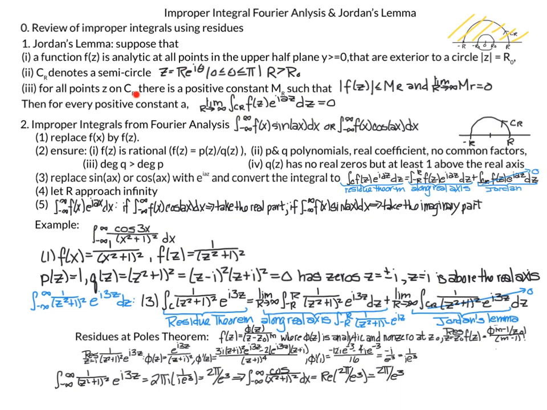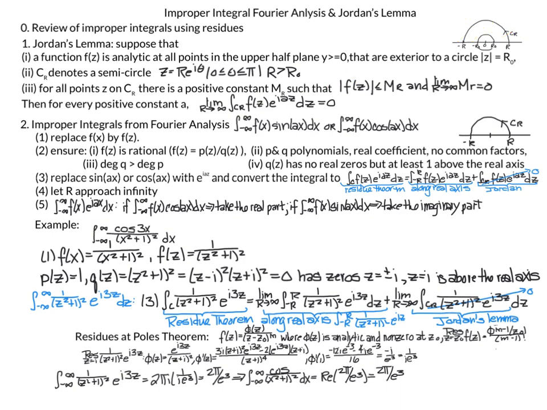Then for all points z on C_R, so when we integrate along this line, there's a positive constant M sub R such that M sub R is greater than the modulus of f of z, and the limit as R approaches infinity of M sub R equals 0. In other words, this here will approach 0. Then for every constant a, the limit as R approaches infinity of the integral over C_R of f of z e to the iaz will be equal to 0.